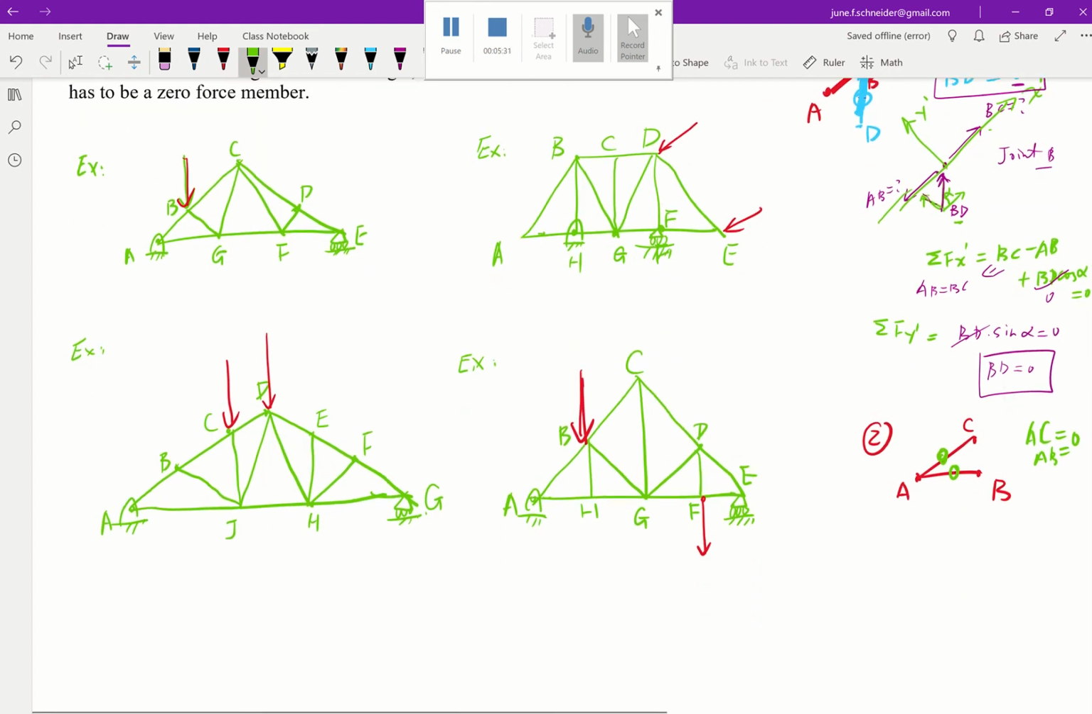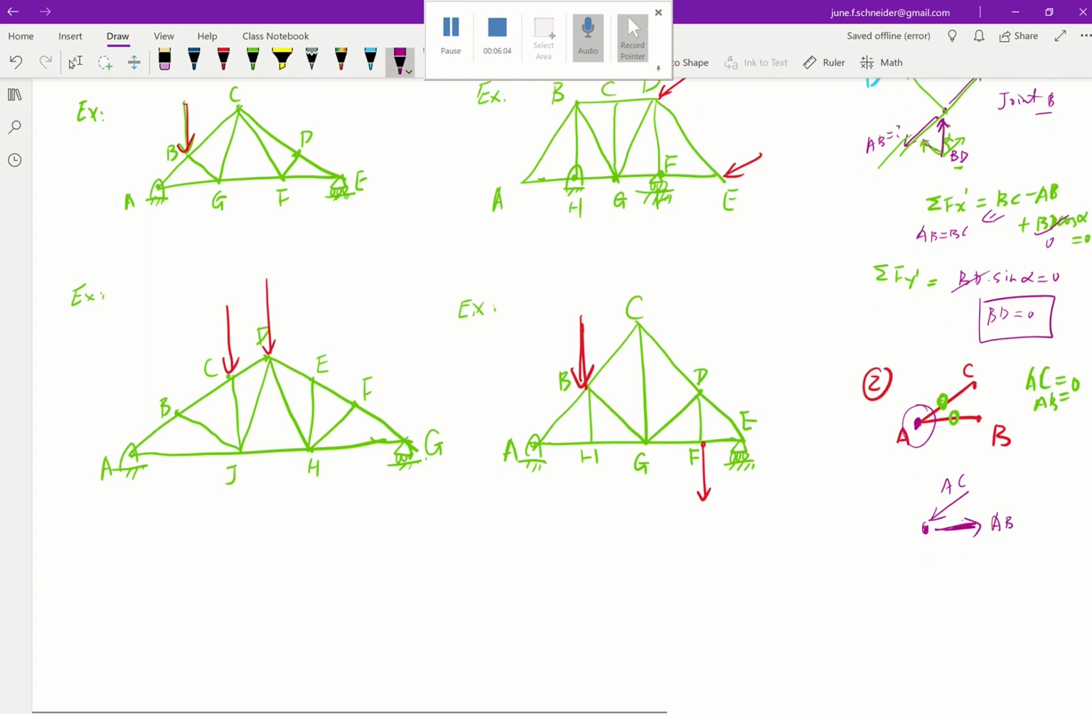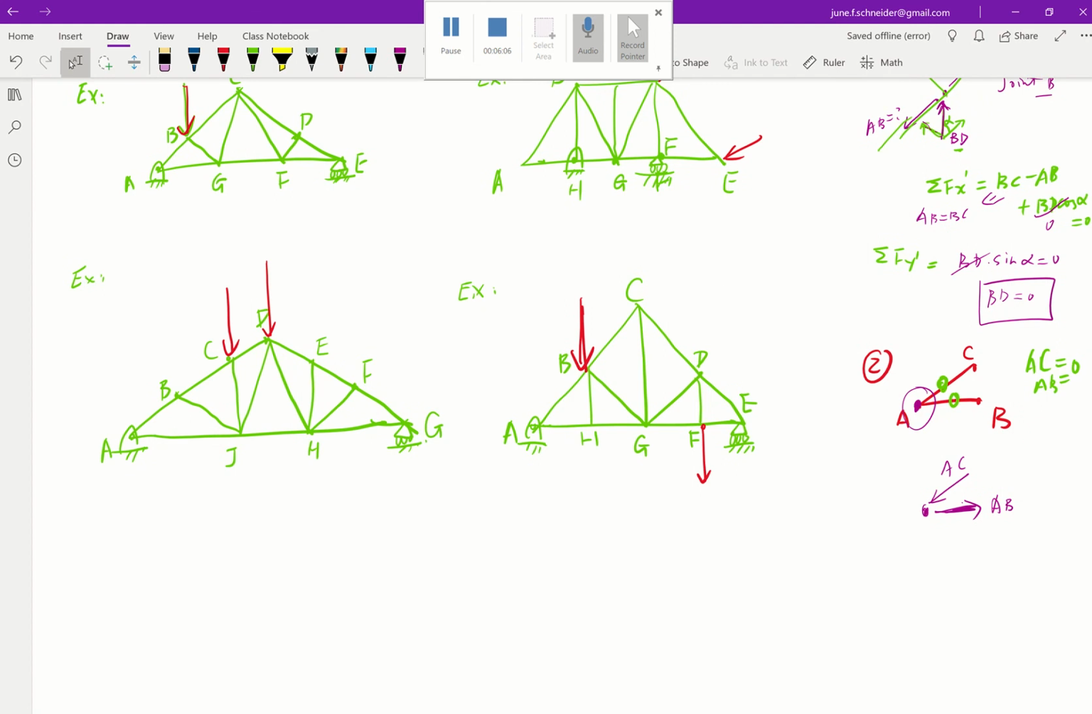Why so? We can again prove it. If we do forces in the x direction, we'll have AB. Let's actually draw the joint. If we look at joint A, I'm going to write down my FBD. This is joint A. If I circle it, I'm going to cut AC. I assume AC is pushing A and AB is pulling in this direction. That's my FBD for this joint A.